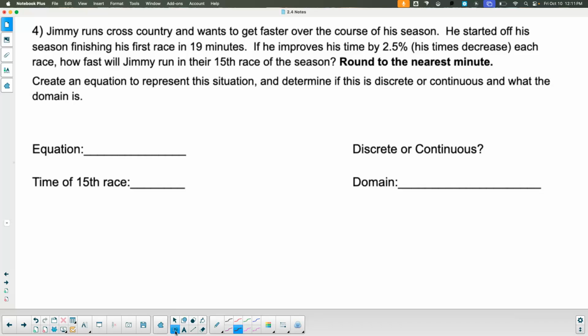So his time is decreasing by 2.5%. So that's going to be 100% minus 2.5%, which is 97.5%, which means my r value would be 0.975 when we go to the equation.